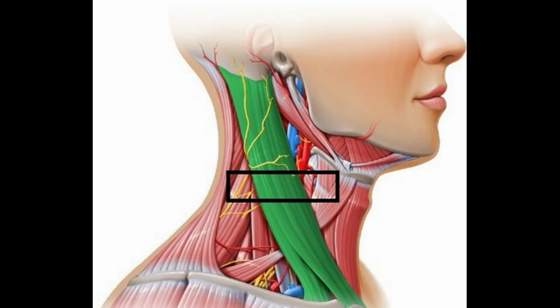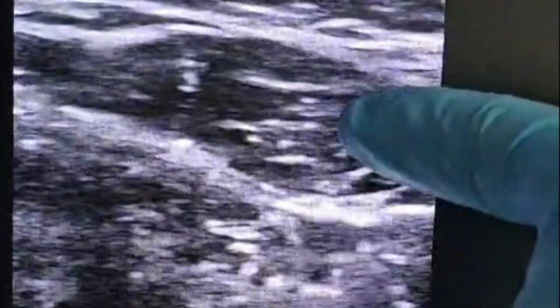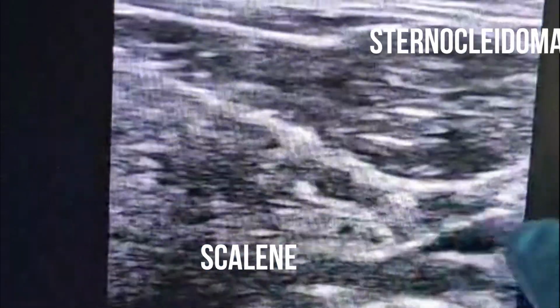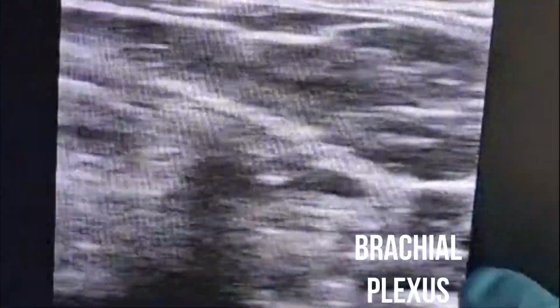And for the next muscle, we move the probe to the lateral neck and identify the sternocleidomastoid muscle. This is the sternocleidomastoid, and immediately below, the middle scalene muscle. And if we move anteriorly, we will see the brachial plexus, and further anteriorly the anterior scalene muscle.